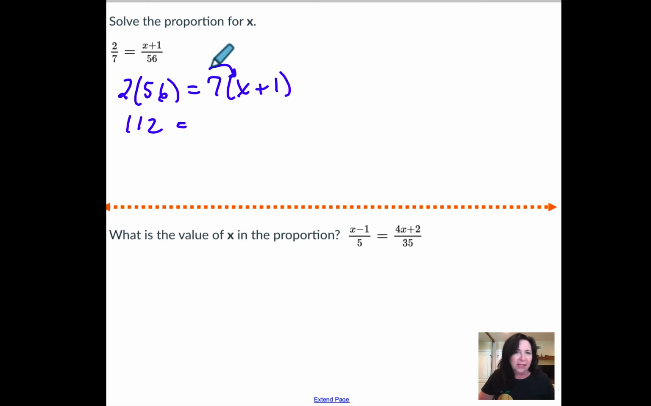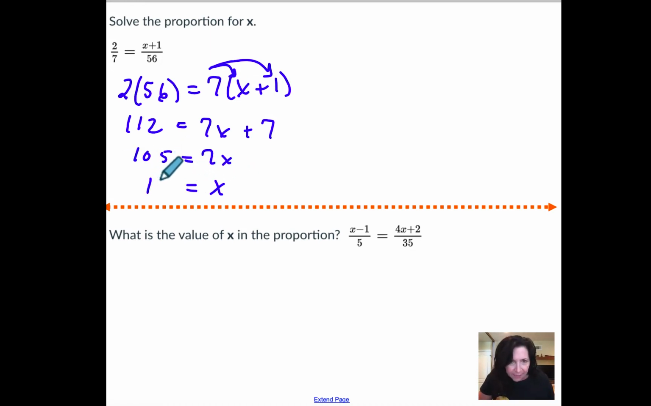7 times x and then 7 times 1. You're distributing both, so you have 7x plus 7. Subtracting 7 is going to give you 105 is equal to 7x. And solving for x, because I'm going to divide by 7 on both sides, is 15. Please make sure, because we are solving for x, this is a solution, that you are putting your answers in solution sets. Also, yes, you can check your work if you like, definitely.